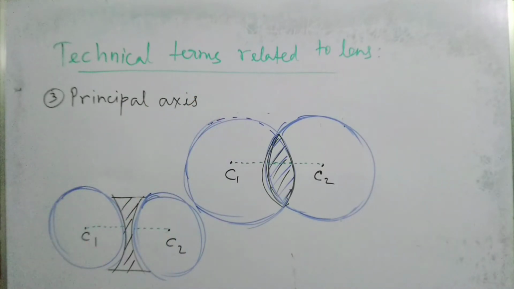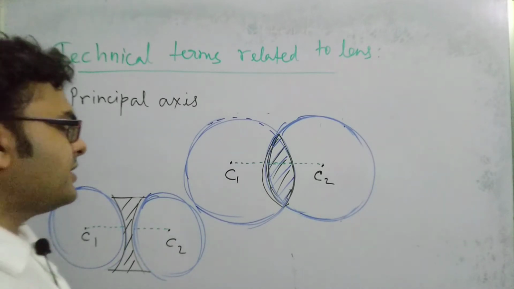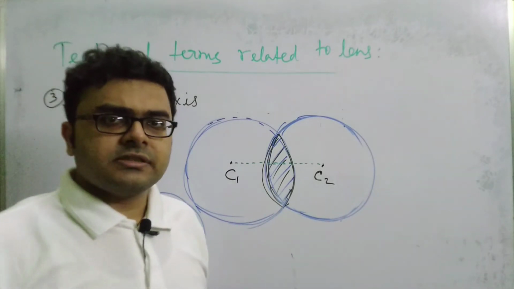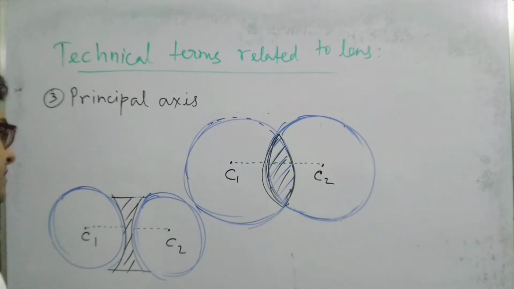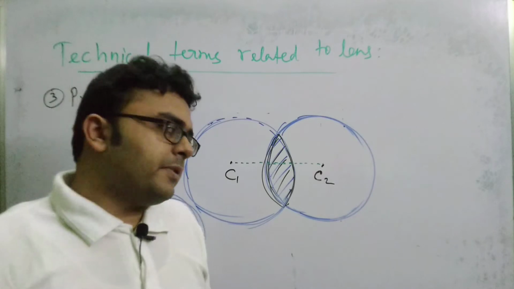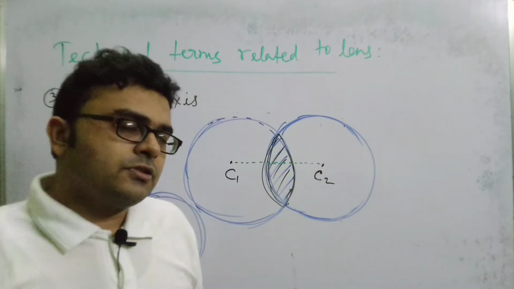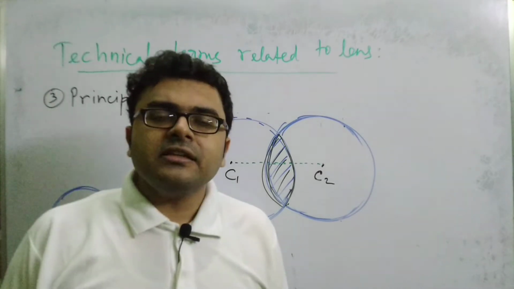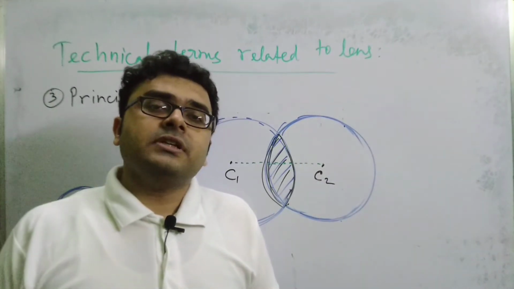See, in both the cases, concave or convex, the line that joins the two centers of curvature can be considered to be the principal axis in both the cases. If I consider the figures, C1C2 is the principal axis for the lens. It passes through the center of the lens. So principal axis can be defined as the imaginary line joining the two centers of curvature of the lens.